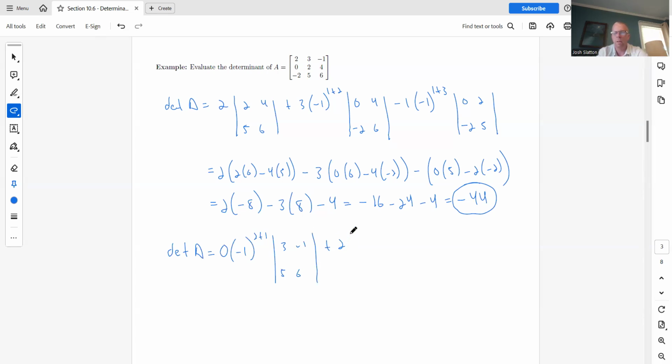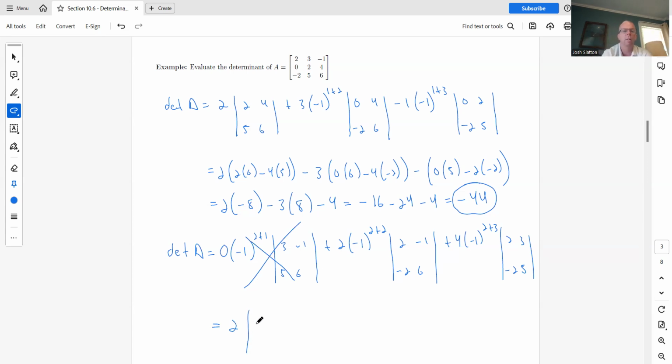And then plus 2 times -1. That's the second row, second column. And that would be 2, -1, -2, 6. And now I go to the 4, -1, second row, third column, and then the determinant of the 2, 3, -2, 5. And so now we don't have to worry about that one. That one is multiplied by 0, so we don't need it. -1 to the fourth would be a 1, so that'd be 2.